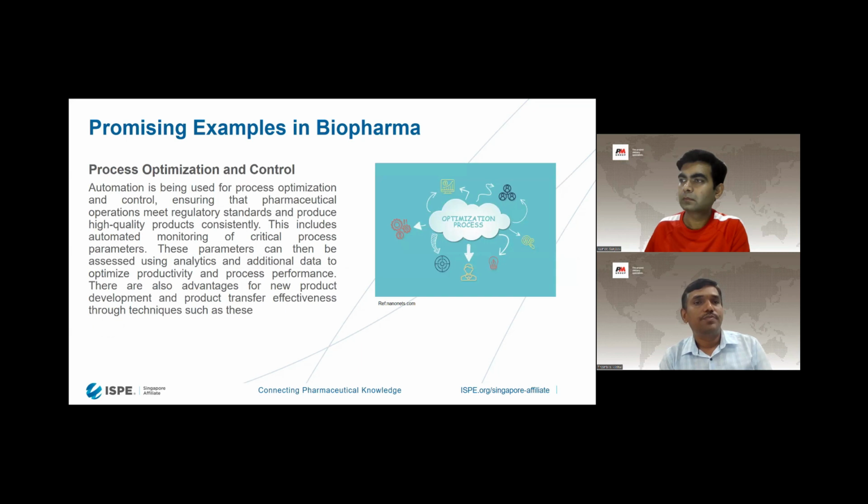The next one is process optimizing and control. Automation is used for process optimizing and control to ensure the pharmaceutical operation meets regulatory standards and produces a high-quality product consistently.